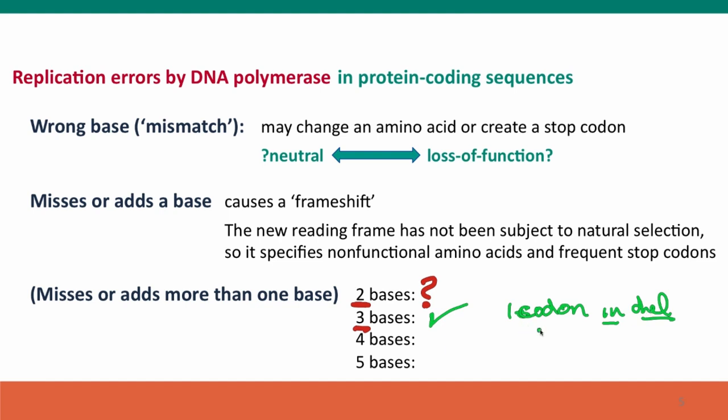And it may be that inserting one amino acid or deleting one amino acid from the sequence doesn't have a dramatic effect on its function, whereas a frameshift always has a dramatic effect on function, almost always completely eliminating the function of the protein. We can apply the same logic to four bases or five bases. They are, like two bases, going to produce completely non-functional proteins.